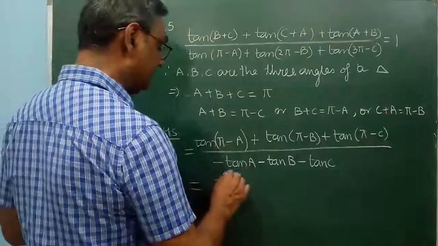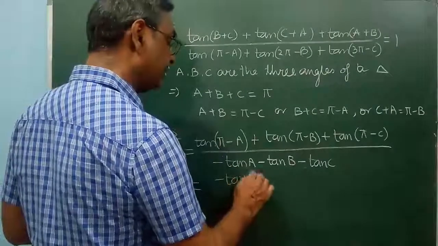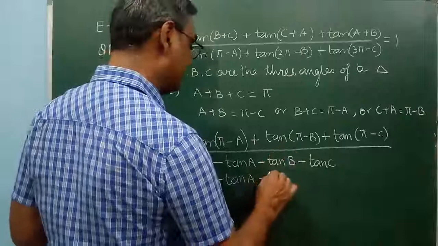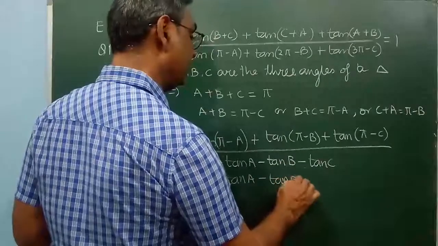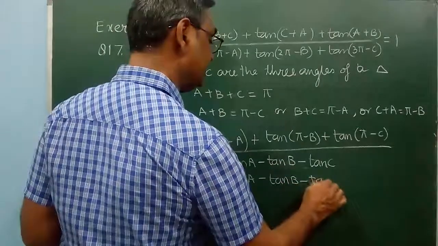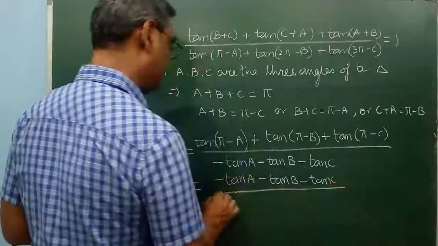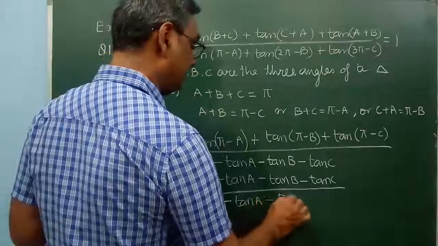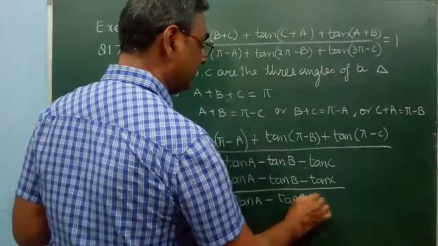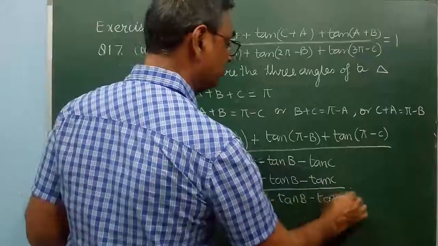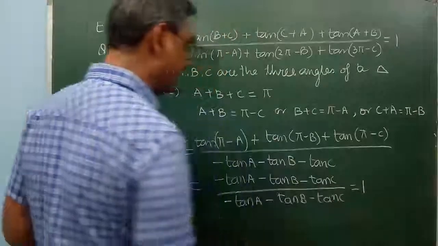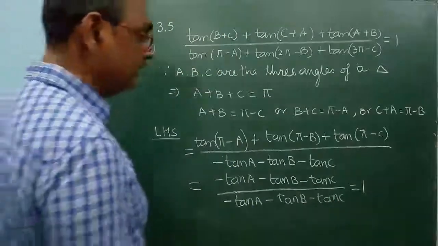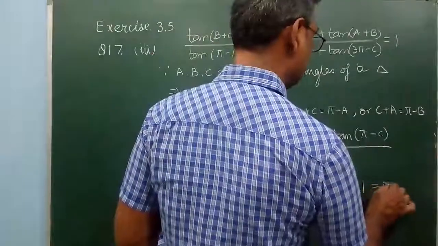Now, we can come to the upper part. Tan pi minus A, minus tan A, second quadrant. Tan pi minus B, second quadrant, minus tan B. This is minus tan C upon minus tan A minus tan B minus tan C, and the numerator and denominator will be getting cancelled. The answer will be 1 equal to RHS.